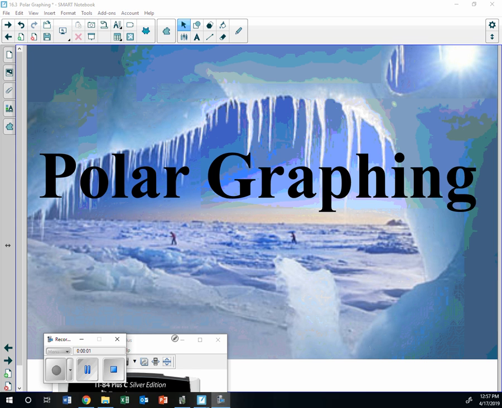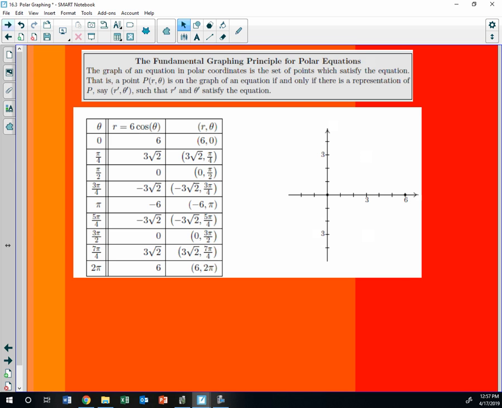This is a quick video on graphing polar graphs. In honors pre-calc, let's say that you wanted to graph r equal to 6 cosine theta. Now, theta is the angle. You take the cosine multiplied by 6, you'll find the r value. If you take an infinite number of thetas, you can generate a graph.